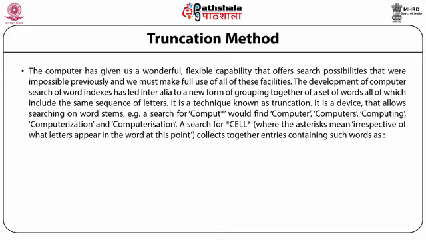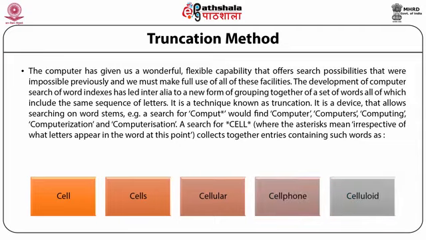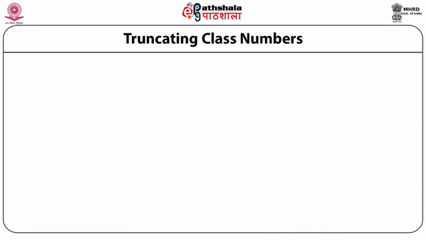A search for cell, where the asterisk means irrespective of what letter appears in the word at that point, collects together entries containing such words as cell, cells, cellular, cell phone, and celluloid. Truncating class numbers: truncation can be applied on words as well as numerals if they are hierarchical in nature.